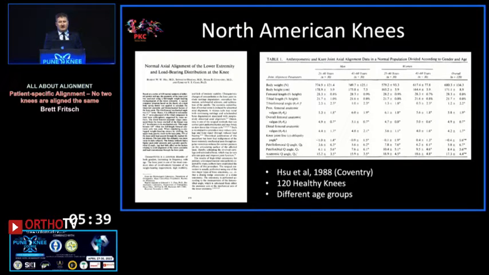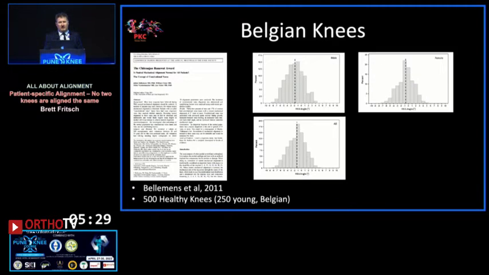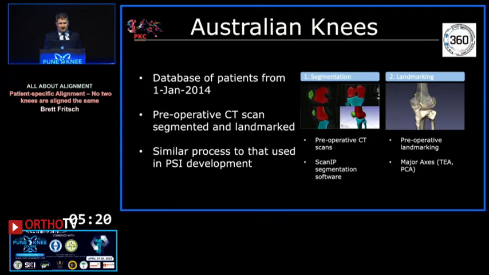If we have a look at some of the data around it, this is a study from Coventry looking at North American knees. There's a similar one from Canadian knees. If they're all the same, there'd be one dot on that plot, or a pretty tight plot, but it's a very spread out plot. This landmark paper by Bellemans et al. in 2011 looked at young Belgian knees and saw great variation in coronal alignment, axial alignment, and sagittal alignment.